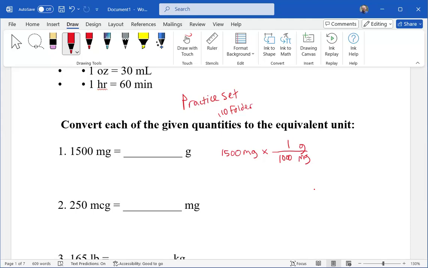And then do you have an equivalent that you can compare that to? And most of these are going to be one-step conversions. So I'm just going to take 1,500 divided by 1,000, and I'm going to get 1.5 grams.